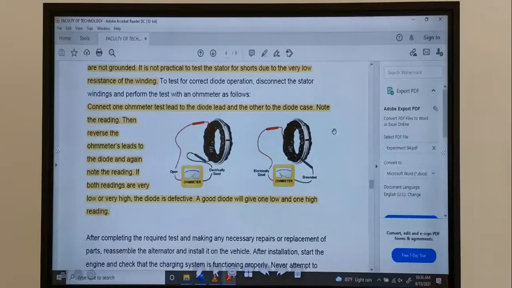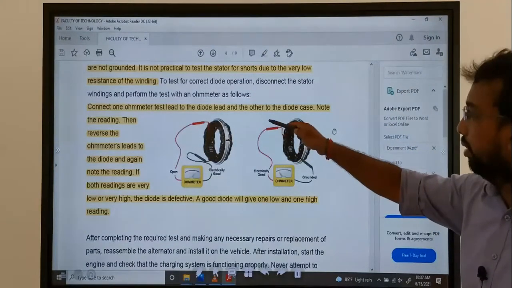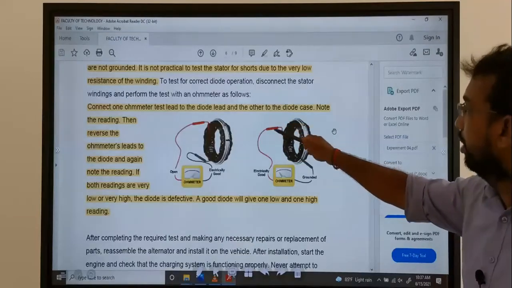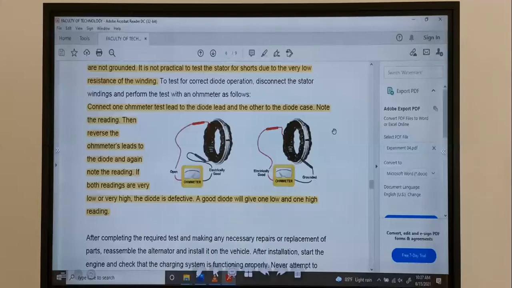So now second is the diode. Connect the ohmmeter test lead to the diode lead and the other to the diode case. One is the diode lead, there's a diode, the rectifier. Note the reading, then reverse the ohmmeter's leads to the diode and note the reading again. Reverse means the minus point goes to the other one, so we have to change the ohmmeter's leads.